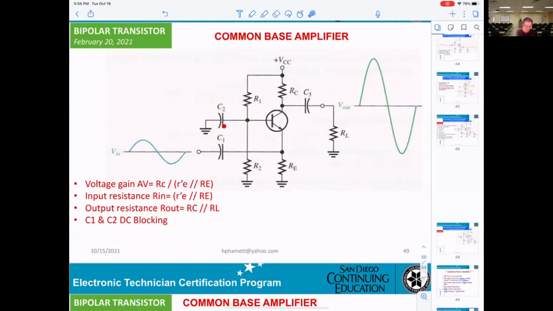DC blocking. That means for DC they open. So you still calculate the VBB right here. Take VCC times R2 divided by R1 plus R2. That's a DC bias. If you don't have a C2, the voltage here will be 0 all the time, and the circuitry cannot work. However, for the AC, C2 will be shorted. That means the base goes to the ground. That's why we call it common base.